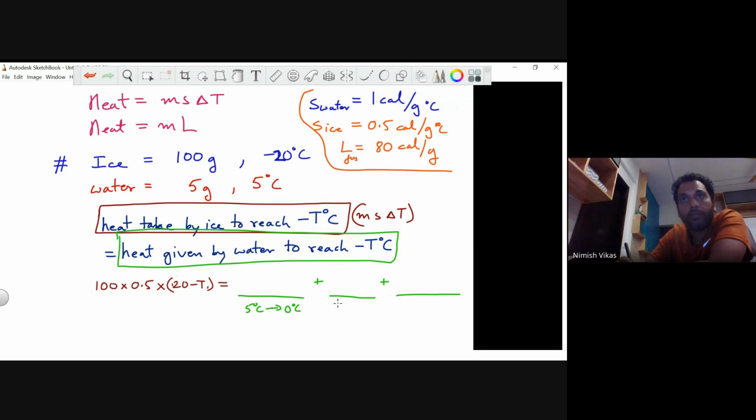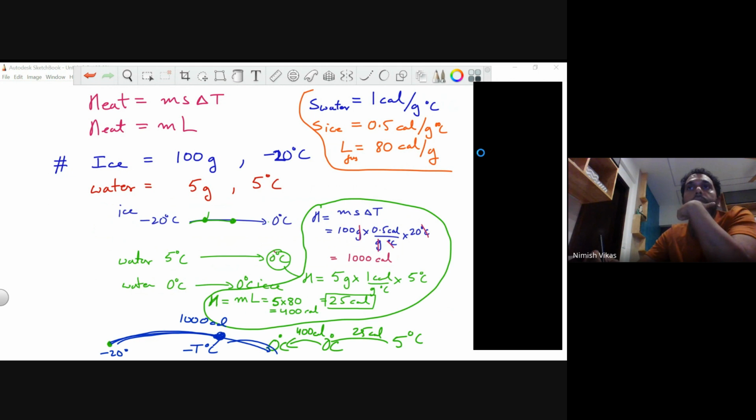then freezing, then that water which has become ice going from 0 degrees Celsius to -T degrees Celsius, right? That's the journey, no? That is why we did that hard work. This hard work was to establish that this is happening and ultimately it is reaching -T degrees Celsius over here. Okay?